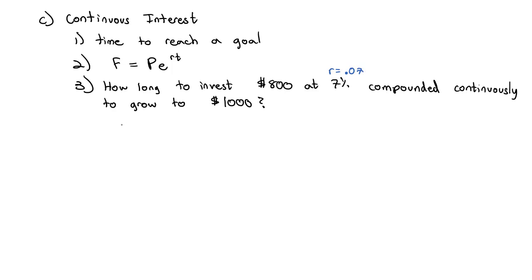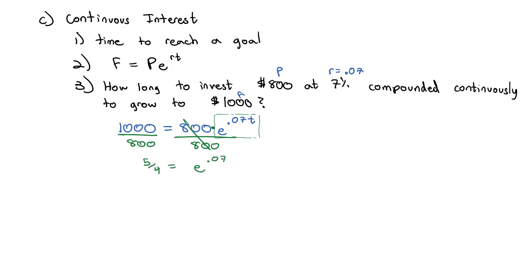F, the future value, is going to be $1,000. P, the principal starting value, present value, is $800, times e to the r, which we said is 0.07, times time, and we want to solve for that time. Recall from solving problems with exponentials, before we can do any log stuff, we have to get the exponent part alone, which means we have to get rid of that 800. Right now it's 800 times the e, so we'll divide both sides by 800. 1,000 divided by 800 reduces to 5/4 equals e to the 0.07t.